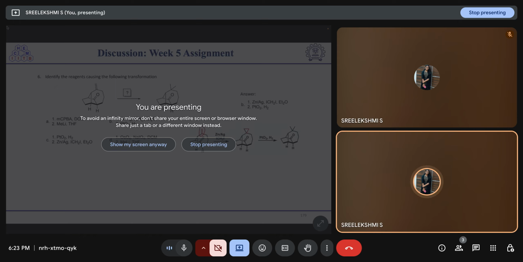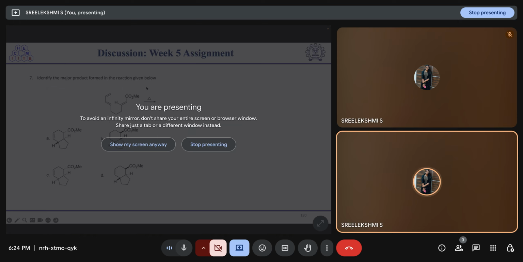So here the correct combination of reagents is option B. What is happening first, in the presence of zinc, silver and diiodomethane, cyclopropanation will happen to this double bond. So this is the Simmons-Smith reaction. Then under PtO2, H2 conditions, this bond will be cleaved and hydrogenation will take place to form this dimethyl compound. So the correct answer is option B.